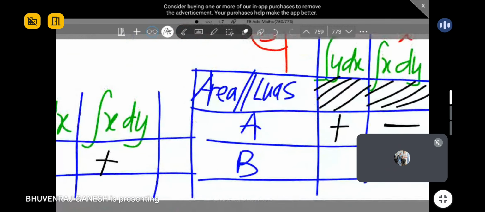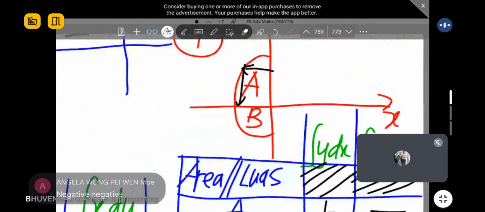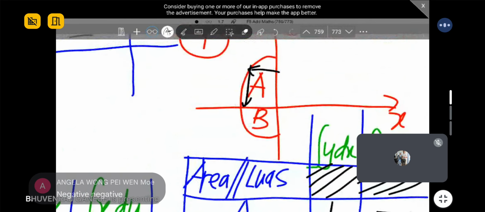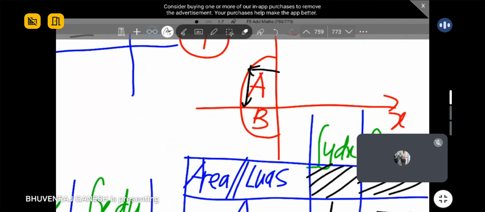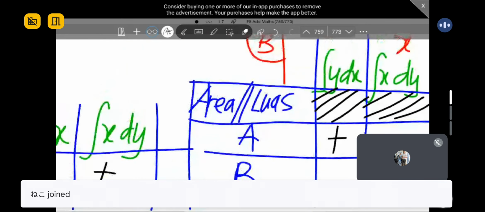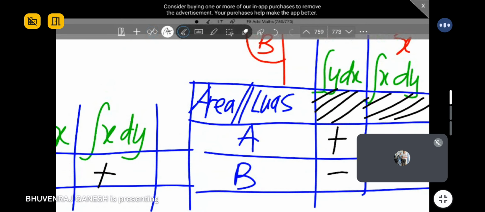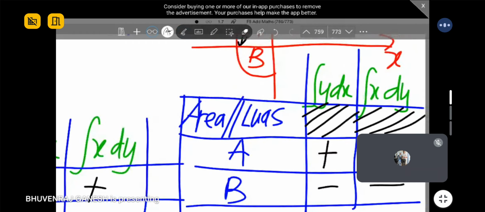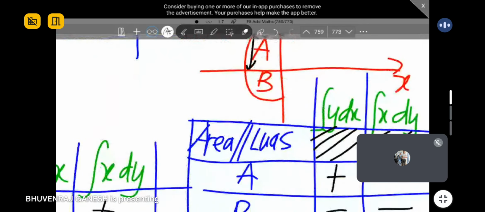Alright? So how about B, guys? Do you think B, what is the sign? Yes, very good. Because both limits are negative, your y-axis and x-axis limits both are negative. So that's why your area will definitely be negative, no matter where you integrate. Alright? So this is the concept.